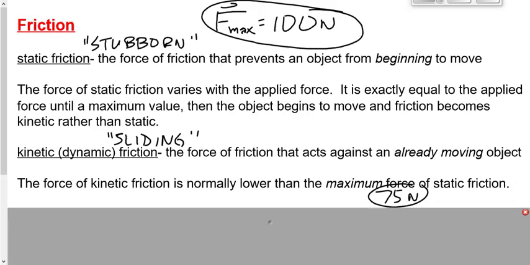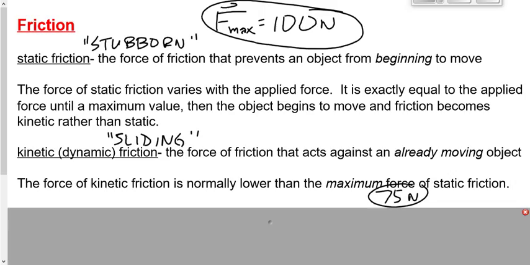I push on it with 200 newtons. Does it move? Yes. Kinetic friction. What's the force of kinetic friction? 75. I push on it with 1,000 newtons. Does it move? Yes. What kind of friction? Kinetic. What's the value of kinetic friction? 75. So static friction keeps doing what I'm doing until we reach that 100.